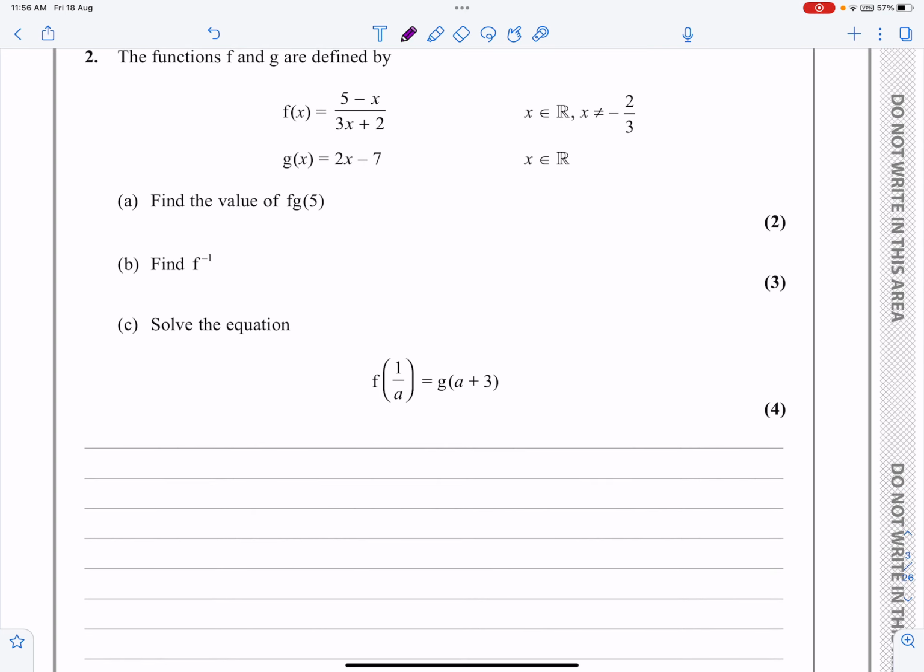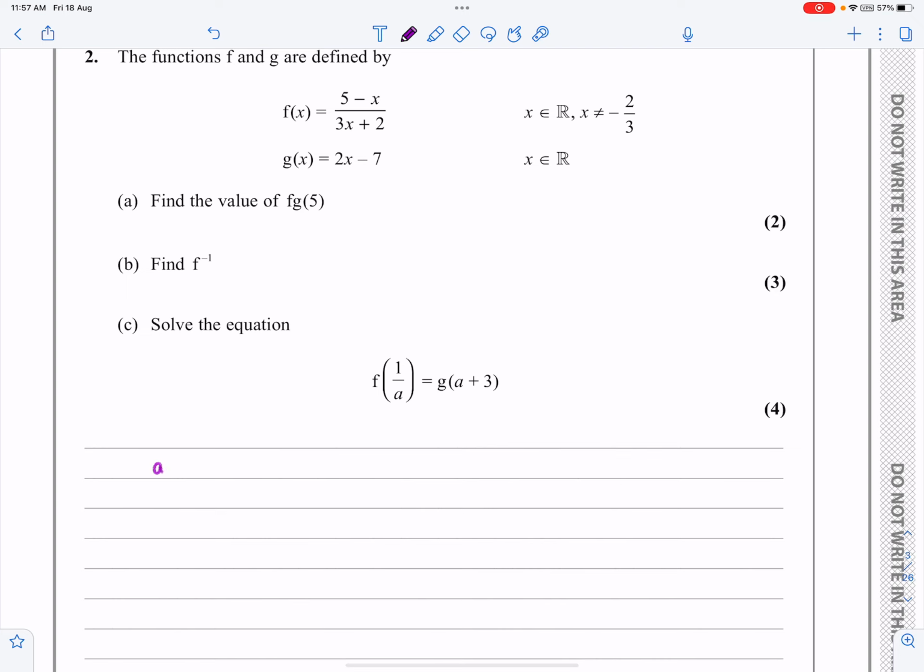So we've got two functions here. One of them, f(x), is given by that, and obviously they limit the domain here to keep it as a function. We can't have that bit working out to be equal to 0, otherwise it wouldn't be a function because it'd have a gap in it, it'd have an asymptote. And then g(x), dead straightforward, 2x minus 7, where x is the reals.